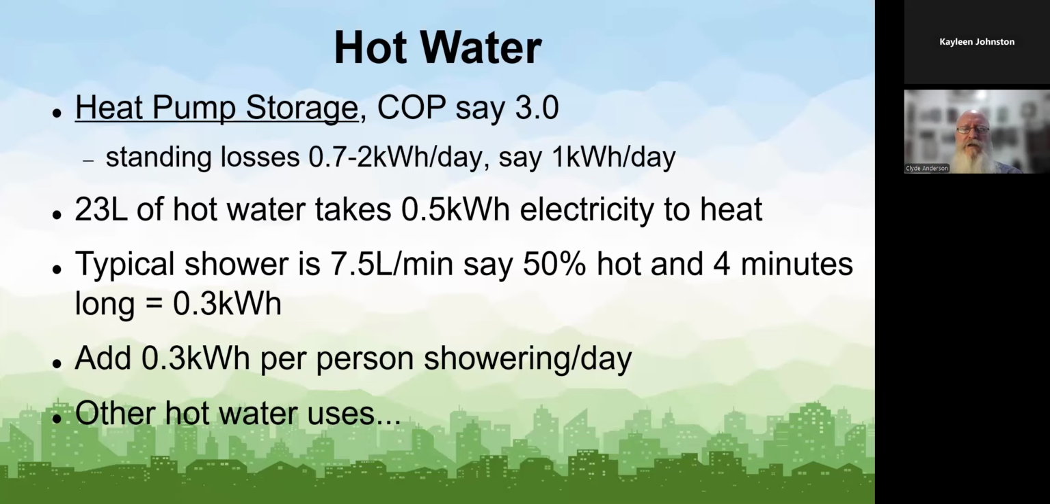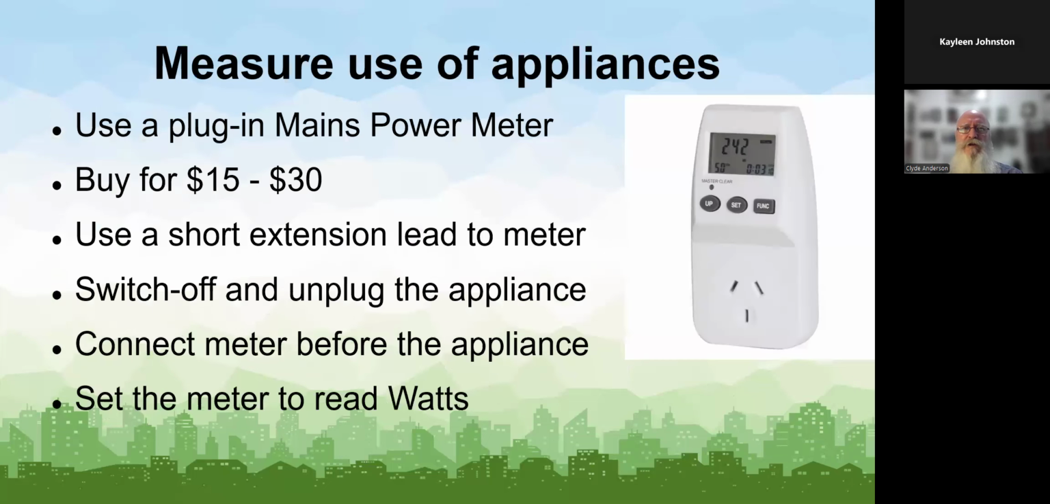So how to measure the use of electricity from most appliances? You can use this thing called a plug-in mains power meter. You might have seen these in the shops. If not, I'm telling you about them. You plug them into the mains and they cost between $15 and $30. I saw one the other day which was $20. So that's typically what they look like. There are different brands available.